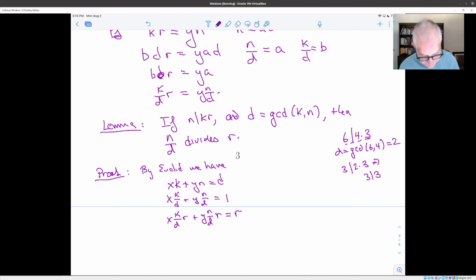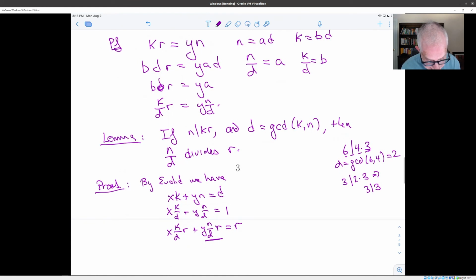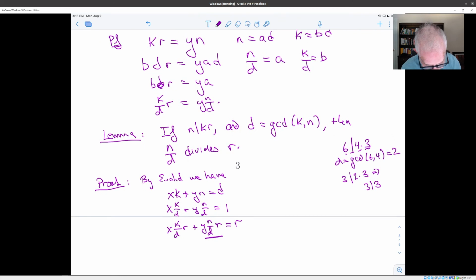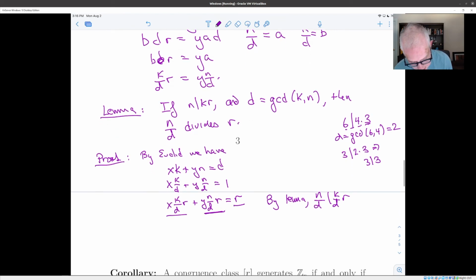And notice that N over D divides this, and N over D divides K over D times R, because remember that N divides KR, and D divides N and D divides K, so N over D divides K over D times R. That's the previous lemma. But if N over D divides this and N over D divides this, then N over D divides that, so N over D divides R.